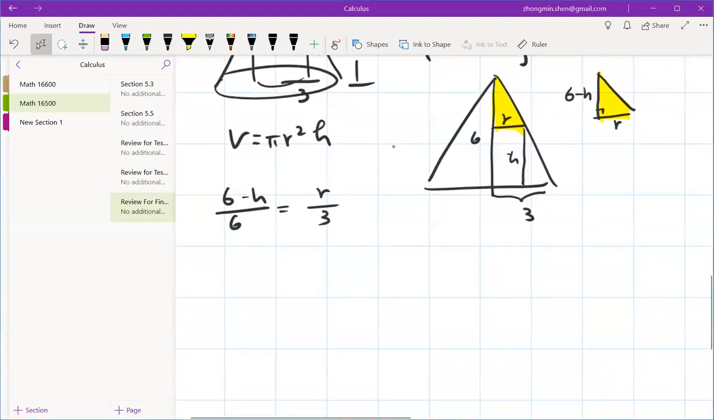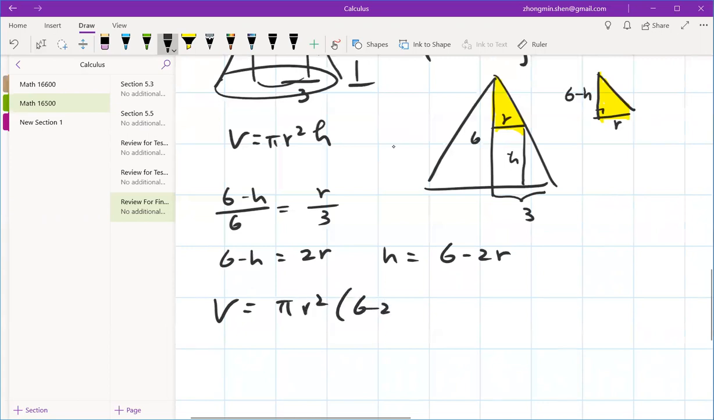Now what do you have to do? I think you have to solve for h. If you solve for r, you get a function of h. If you solve for h, you get a function of r. It doesn't matter. Let's multiply both sides, so 6 minus h is going to be 2r. I'm going to solve for h, so h is going to be 6 minus 2r. So the volume is going to be pi r squared (6 minus 2r).